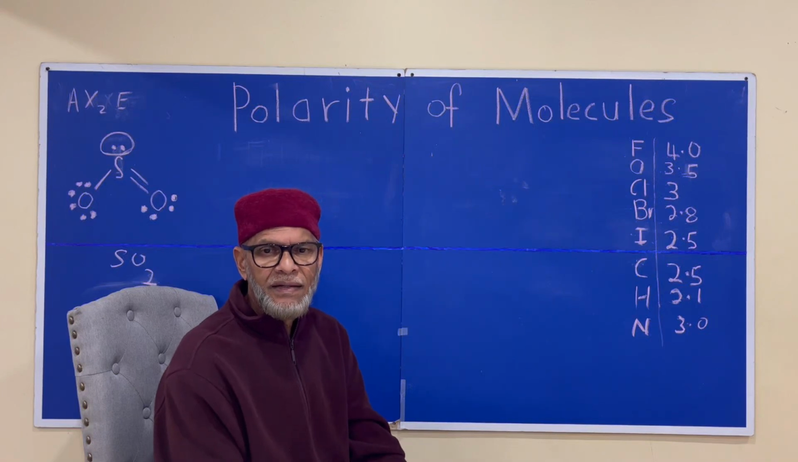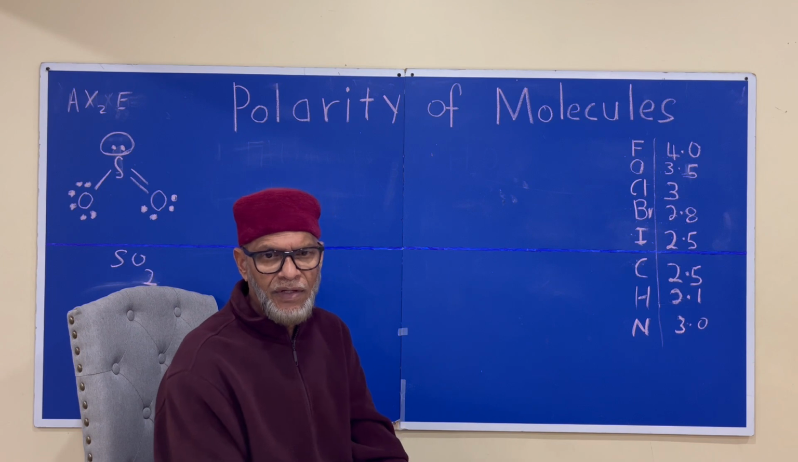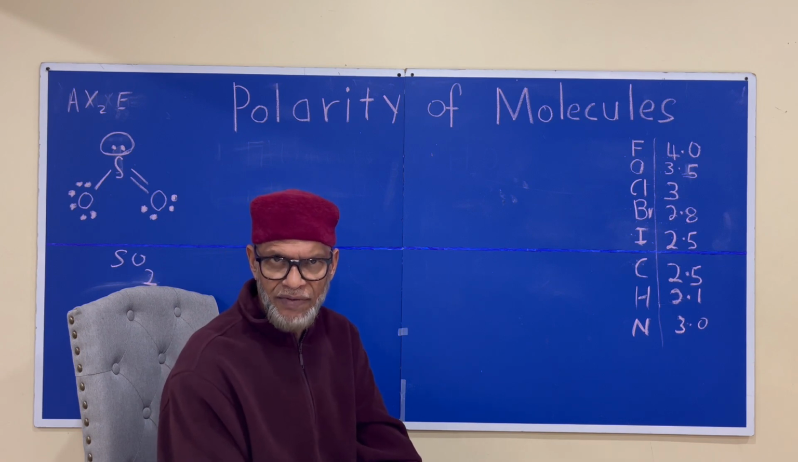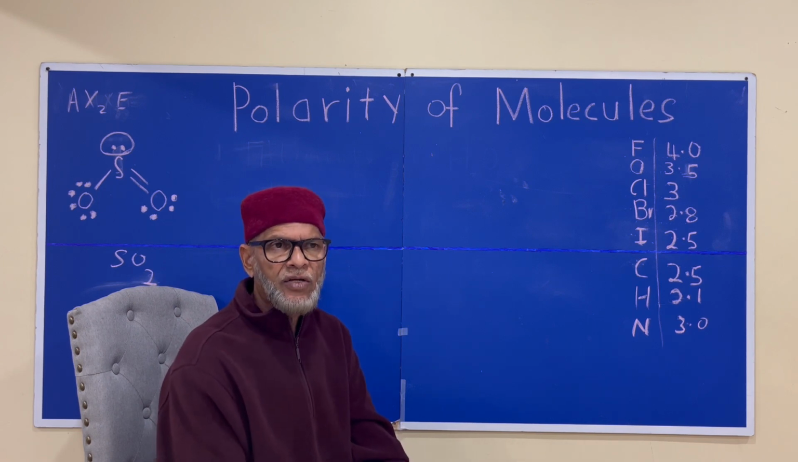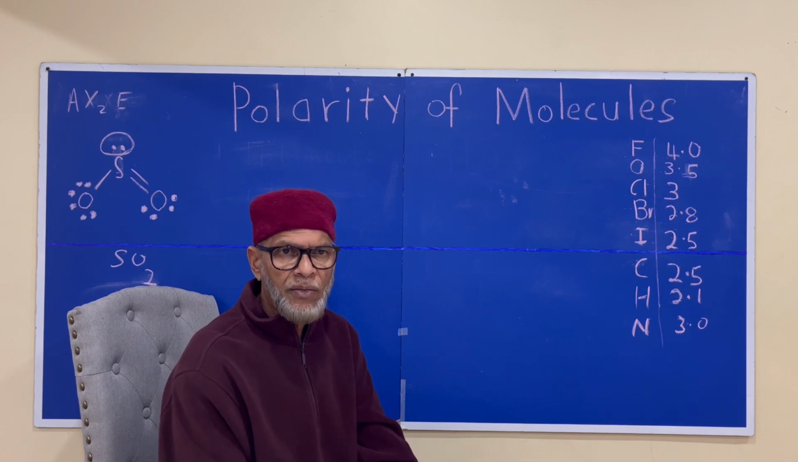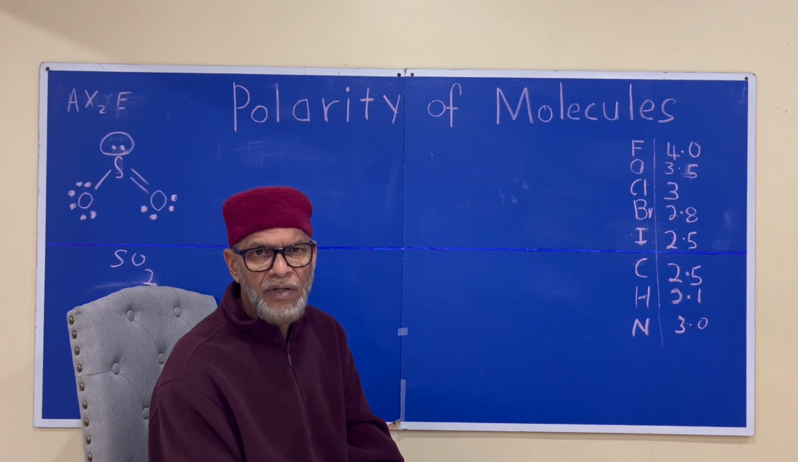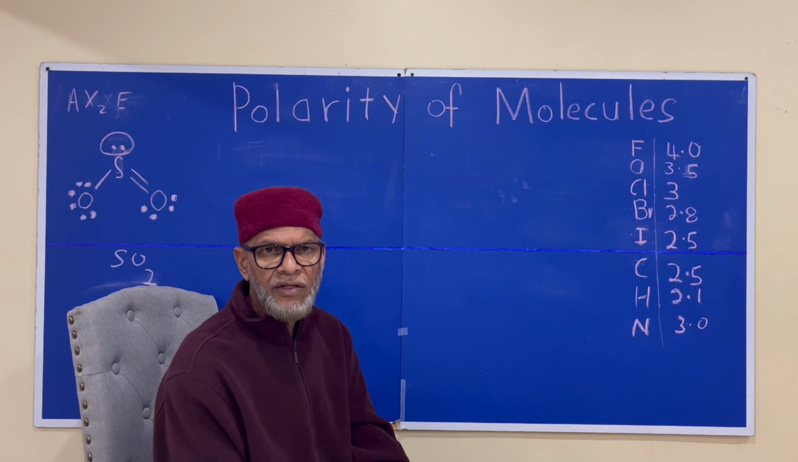Hi, we'll now be determining the polarity of molecules using a few examples. Before we can determine whether or not a molecule is polar, a number of things about a molecule must be known. One, whether or not the bonds within the molecule are polar. Number two, the number of bonds within the molecule. And finally, the geometry of the molecule.